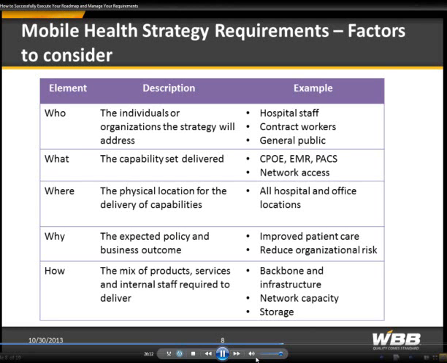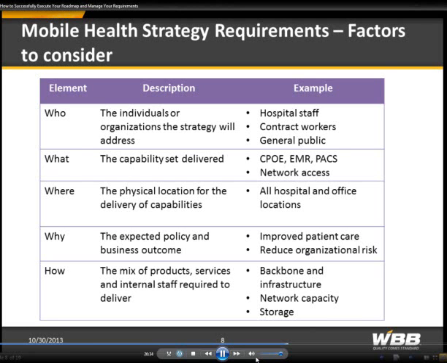I gave the example of the physical location for the delivery of those capabilities: all hospitals, office locations, the individuals, pretty much globally anywhere. Why? The expected policy and the business outcomes associated with that, improving patient care and reducing the organizational risk. And how do you go about doing that?